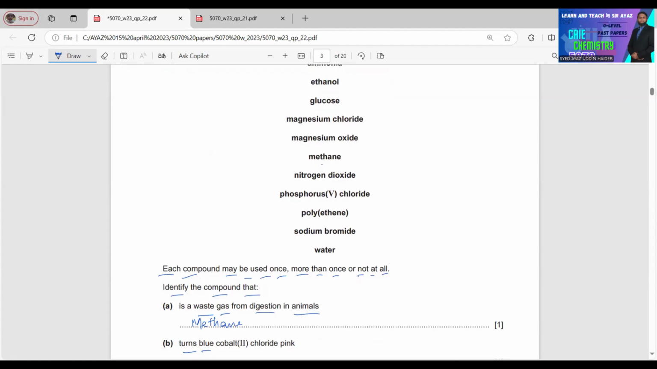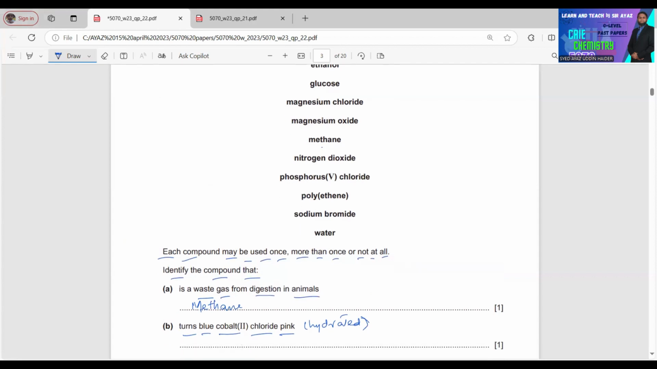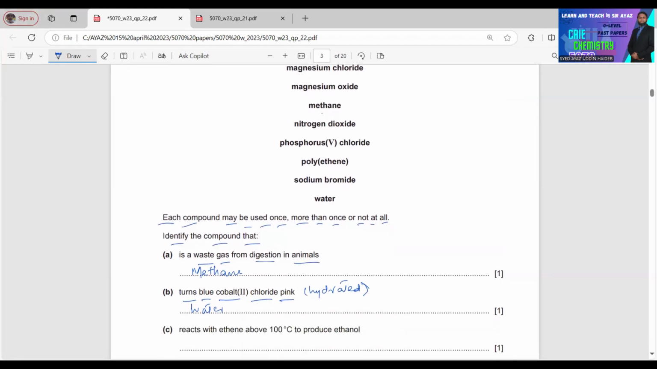Part B, turns blue cobalt 2 chloride pink. Hydrated cobalt 2 chloride is pink in color. It's the hydrated one. The anhydrous one is blue in color. So it must be water. Hydrated means it's containing water. So it's water, which turns blue cobalt chloride paper pink.